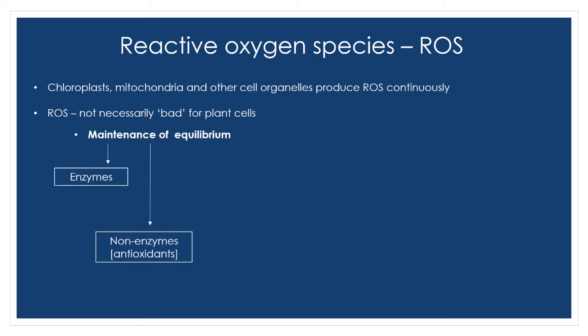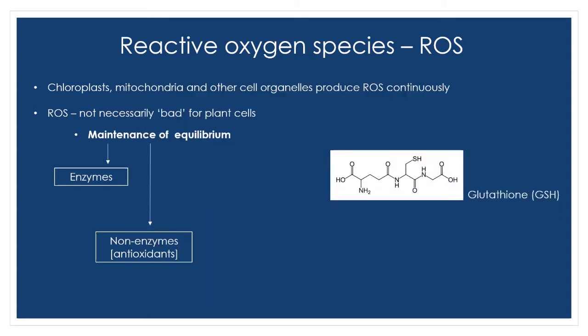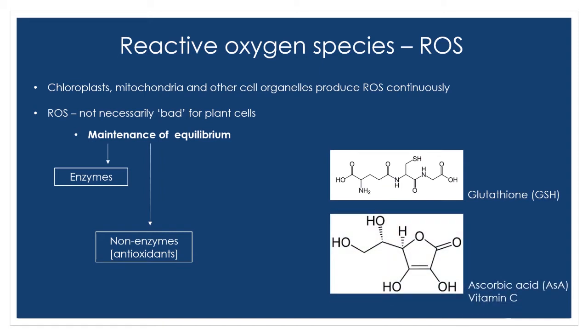And these antioxidants, well, probably you've heard that your nutritionists suggested to you to have a daily intake of plants which are rich in antioxidants. The two most common antioxidants present in plant tissues are glutathione and ascorbic acid, most commonly called vitamin C.